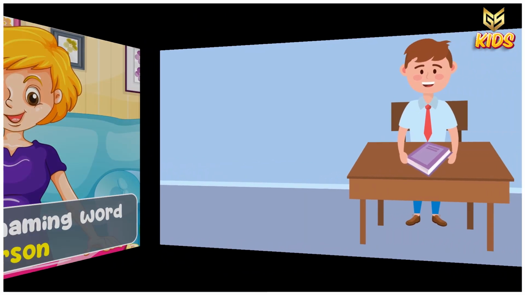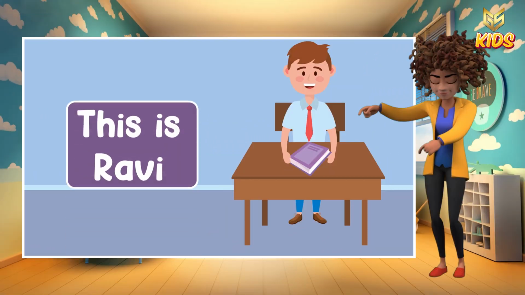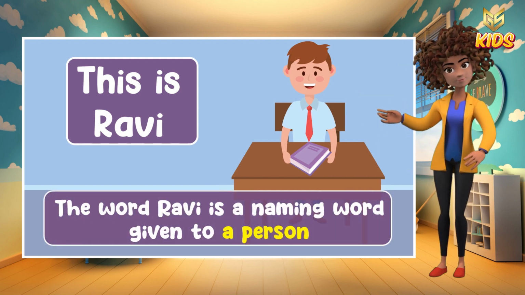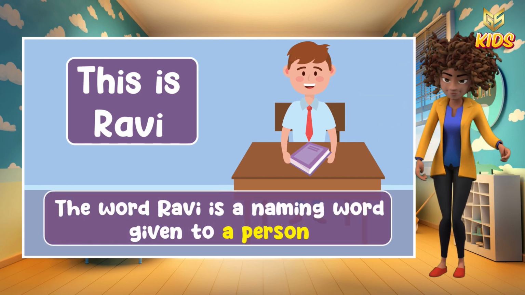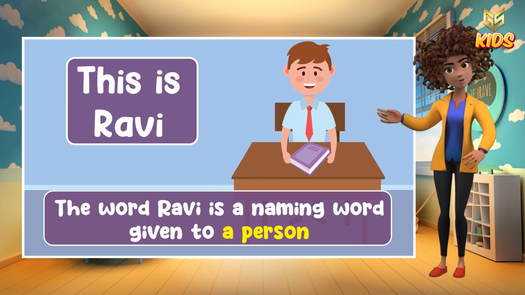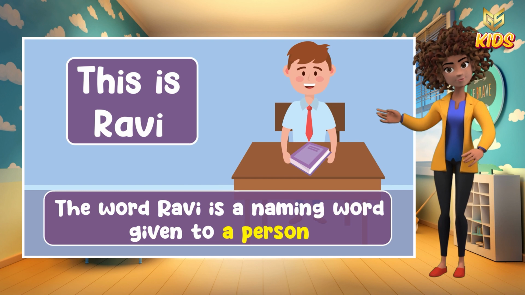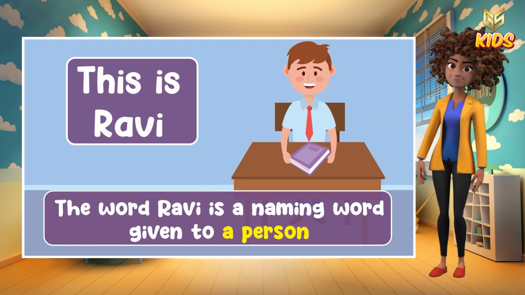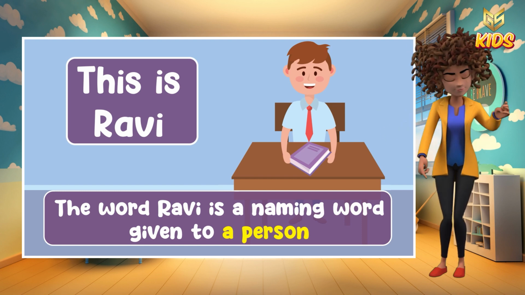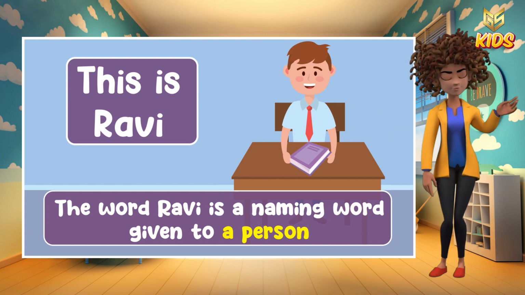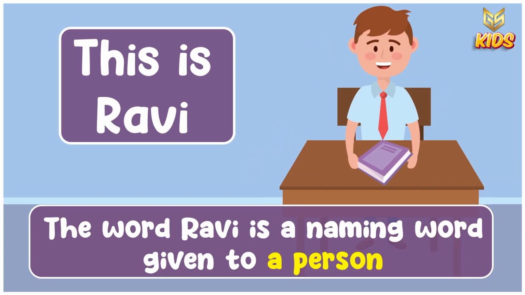Now look at another example. This is Ravi, and the word Ravi is a naming word which is given to a person. So here Ravi is a noun. Okay, this is a person, right? So the name of the person is Ravi. So here Ravi is noun. Okay, I hope I am clear to you.